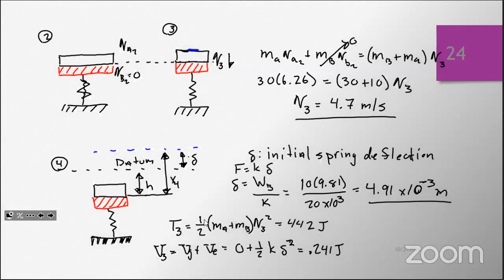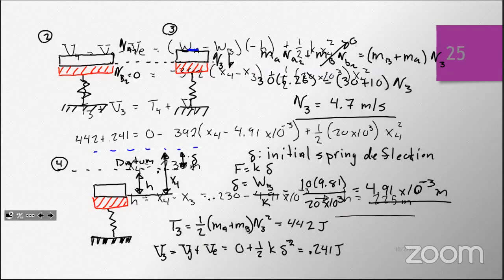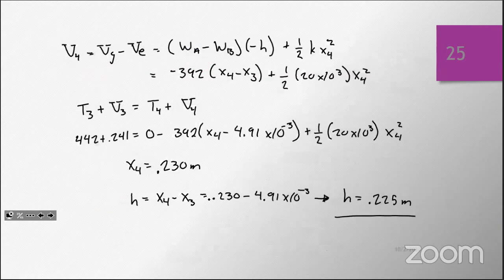So we're just going to calculate our energy for state 4. We have gravitational and elastic energy. Our spring has moved by some distance. We have moved our block by some distance, by negative h. And so we can plug these things in. We know the weights of A and B. I changed h to x4 minus x3, because I want to know the total distance that everything has moved, not the distance based off of what my preload is.